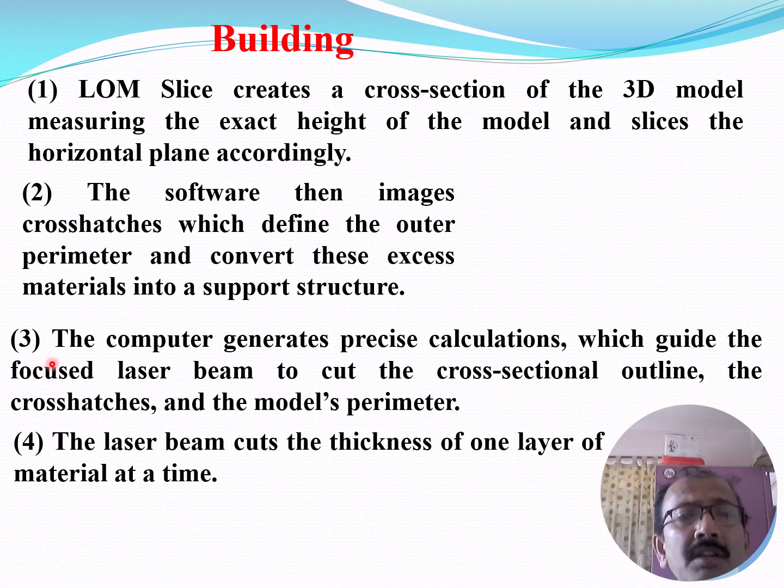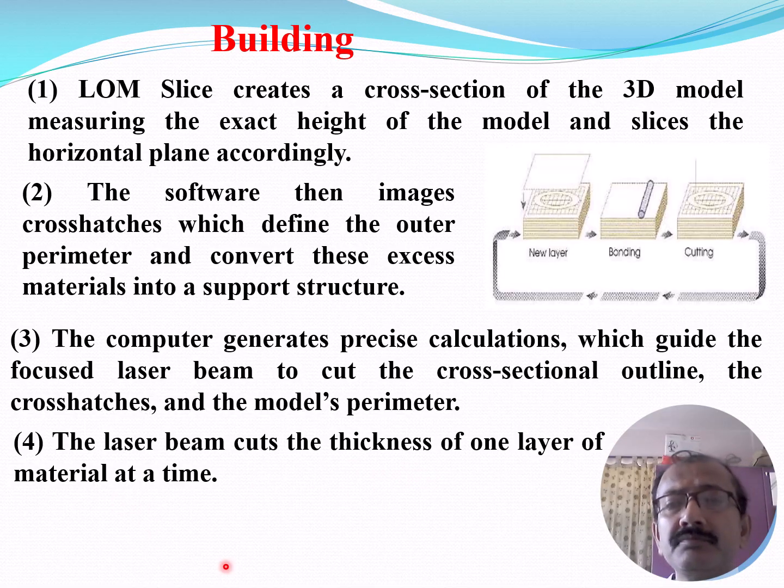Point number 3. The computer-generated calculations guide the focused laser beam to cut the cross-sectional outline, the cross hatches, and the model perimeter. The laser beam cuts the thickness of the layer of the material at a time. So if you see the diagram, this is the cutting and this is the new layer. This is the bonding of that, and finally this is the cutting. So this is a continuous process.